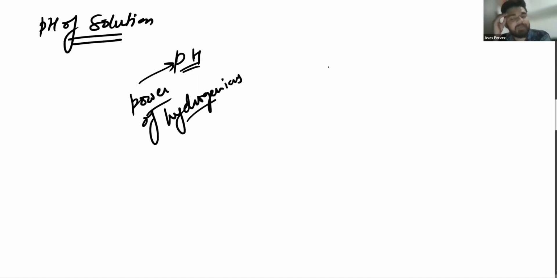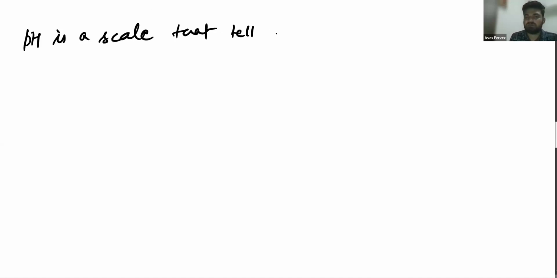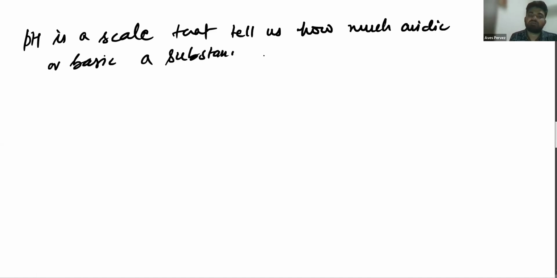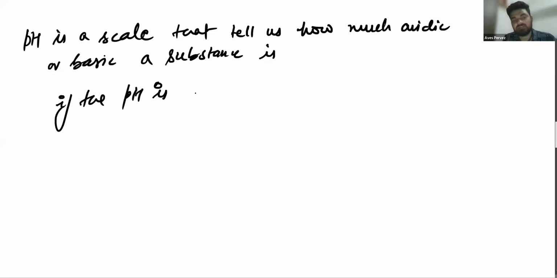If I'm asking what you mean by the pH of a solution: pH is a scale that tells us how much acidic or basic a substance is. Got it? Okay, note it down.